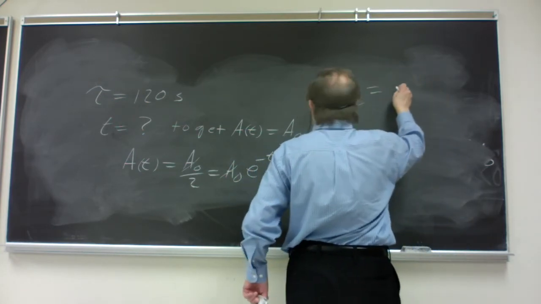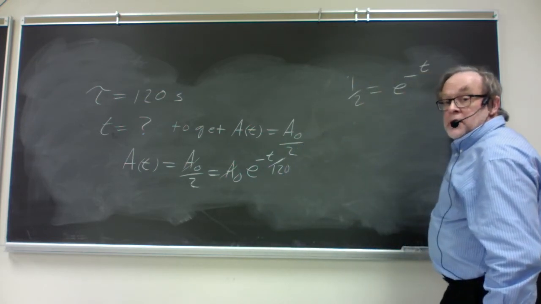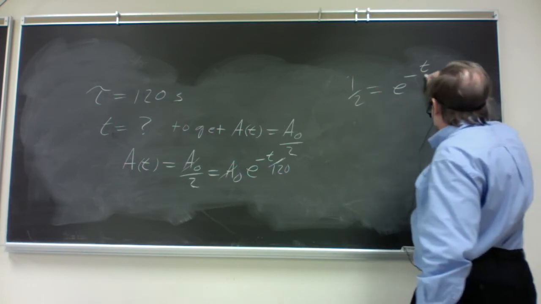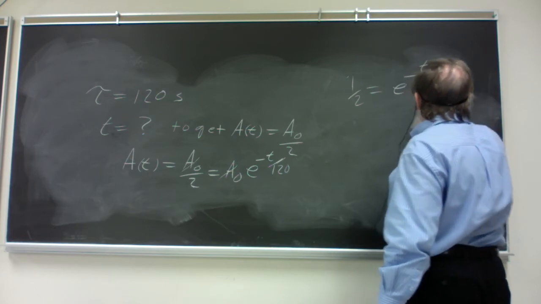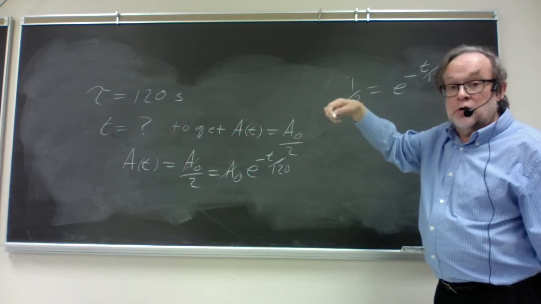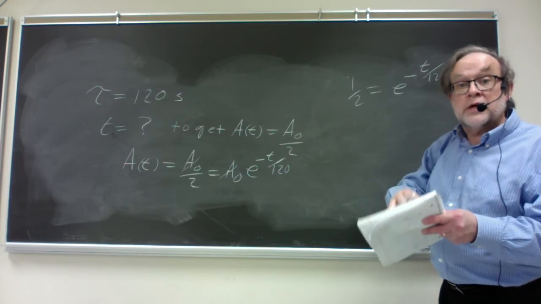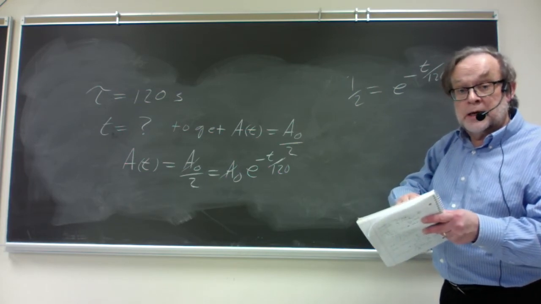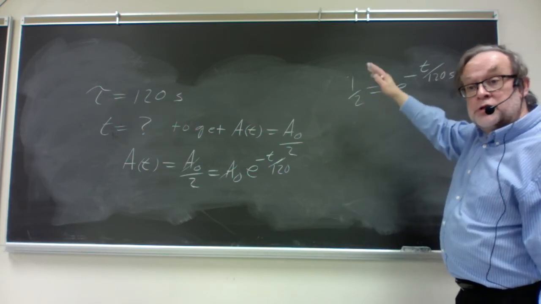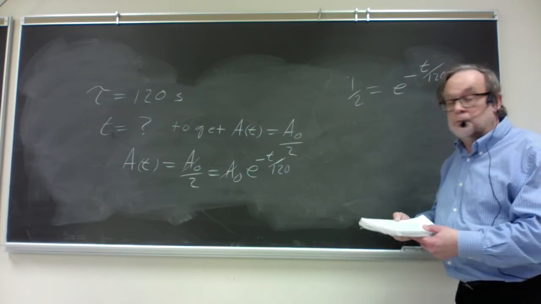One half equals e to the minus time, which is the length of time it takes for the amplitude to get down to 1/2 of its original size, 120 seconds. Remember, 120 seconds is the time constant. That's how long it takes for the amplitude to fade away to 37% of its original size. So the time it takes for the amplitude to decrease to half is going to be a shorter time than that. Let's see how much shorter.